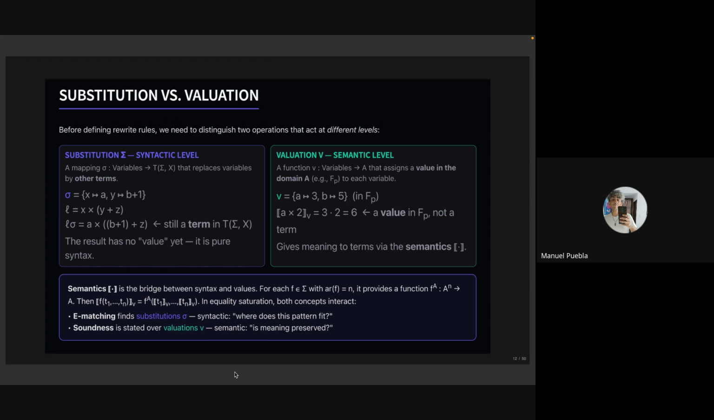For each function in the signature, we can provide an interpreting function that takes values in a set A, in a domain A. E-matching for us is doing substitutions, and soundness is stated over valuations.